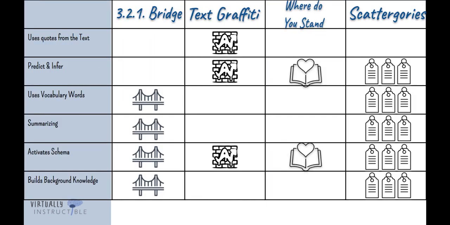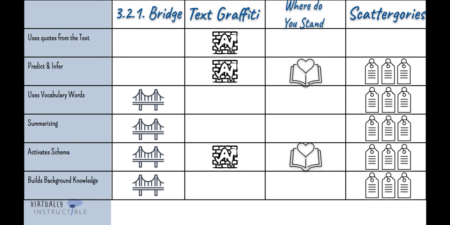So let's take a look here. I made this lovely little chart. Which would be the best activity to choose? So it depends on what kind of a text you're looking at. If your text is going to have a lot of unfamiliar vocabulary words, then a 3-2-1 bridge would be good, and categories would be good. Categories, I think, is my best activity. The way that I do categories involves predicting and inferring, using vocabulary words, summarizing, activating schema, and building background knowledge.